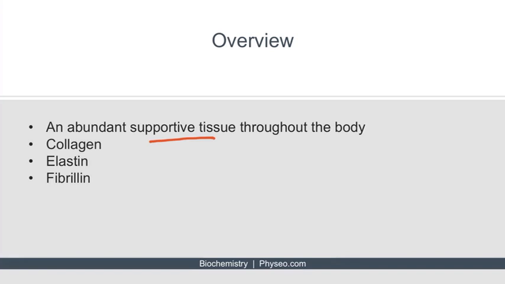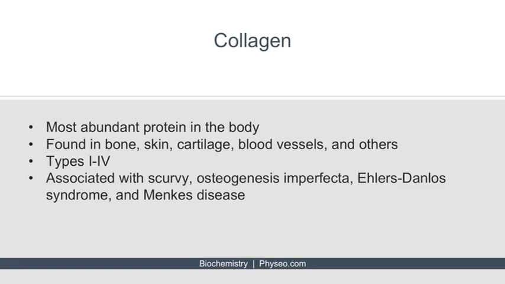There are three components of connective tissue that you should be familiar with for Step 1, and these include collagen, elastin, and fibrillin. Let's discuss collagen first. Collagen is the most abundant protein in the body and can be found in bone, skin, cartilage, blood vessels, and many other organs and tissues.